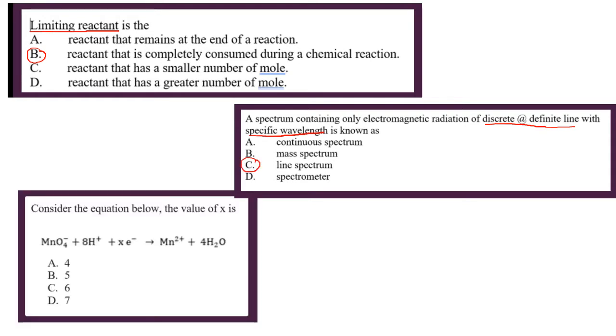Question number 3, we need to calculate the oxidation number. So MnO4 negative: negative 1 plus 8 times positive 1 plus X equals positive 2 plus 4 multiplied with 0, because the charge of water is 0. So from here we get positive 7 plus X equals positive 2. So X equals positive 2 minus 7, which is equal to negative 5. So that means we have to add 5 electrons at the reactant side.